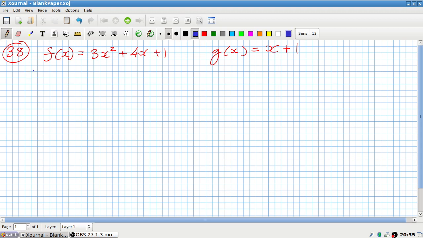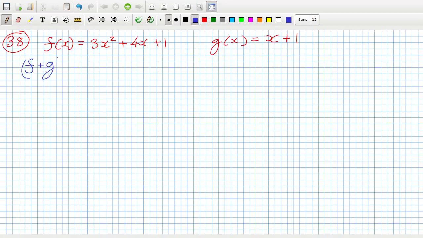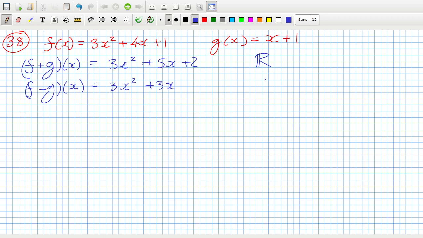So, firstly, f plus g of x. So that's 3x squared, 4x and x is 5x, 1 and 1 is 2. Domain, all real numbers. F minus g of x, that's 3x squared, and then 4x minus x is 3x, and 1 minus 1 is gone, all real numbers.